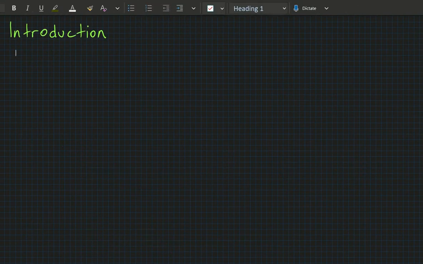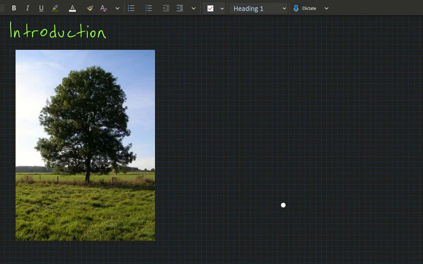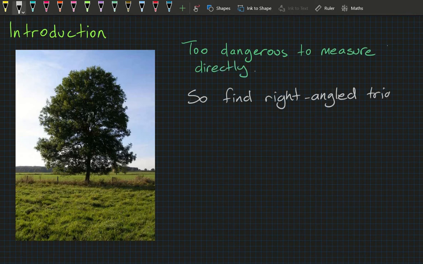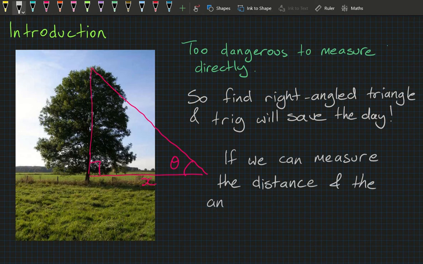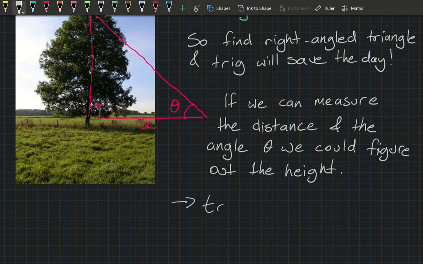I often use trees as a great example of when trigonometry will be very useful in real life. Measuring the height of this tree directly could be dangerous because the branches at the top probably won't hold your height. So if we could find a triangle, trig will be able to save the day, such as this triangle here. Now with this triangle, if we could measure the distance x and the angle theta, we could figure out the height. And that's because tan of theta is going to equal the height, which is the opposite, divided by x, which is the adjacent.